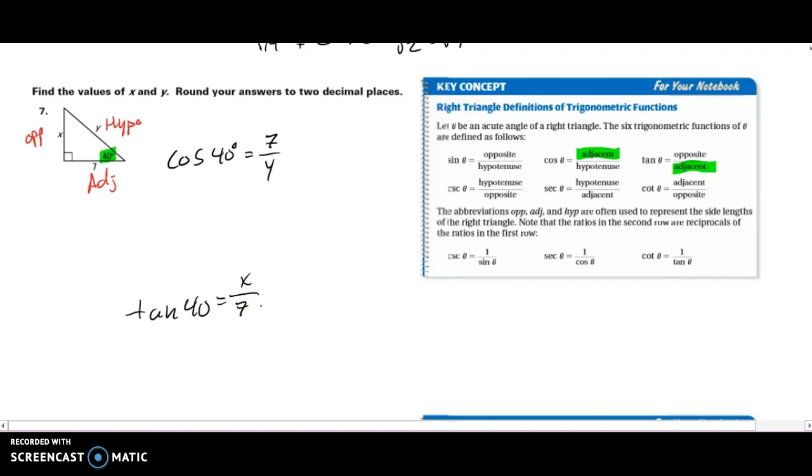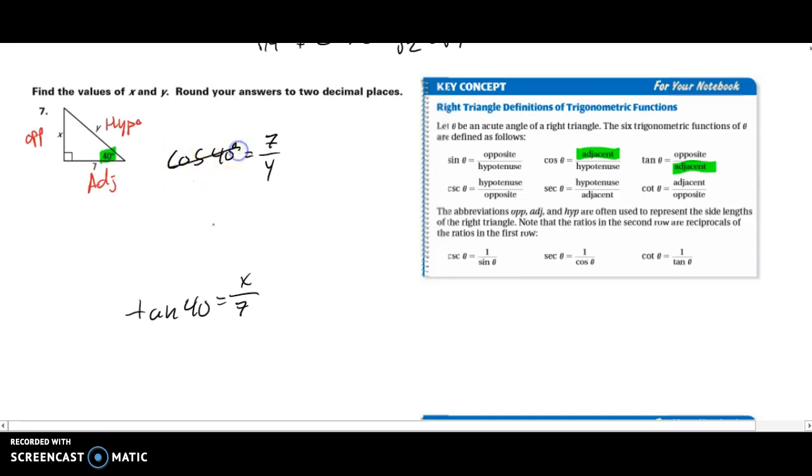Now, what we're going to do is we're actually going to change this. I'm just going to put this in the calculator. So make sure your calculator is in degrees mode. We talked about that before. Mine is in radians. So I'm going to change to degrees real quick. And I'm going to hit cosine 40 in my calculator. And it gives me 0.766.